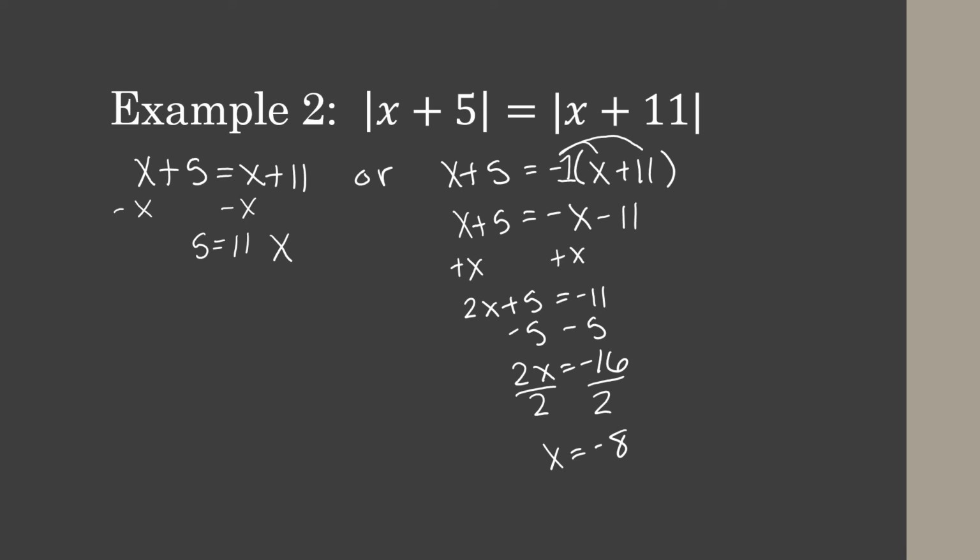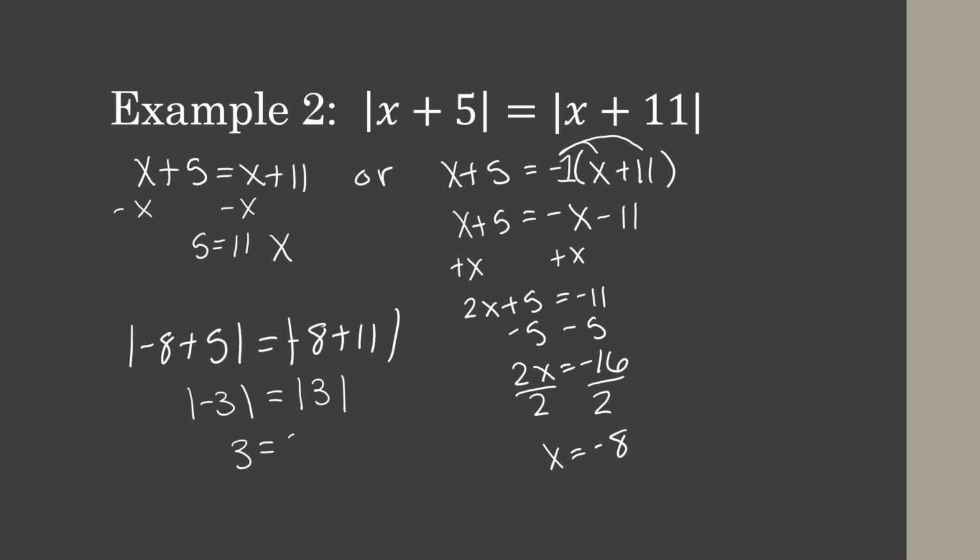So this may or may not be an extraneous solution. We just have to plug it in to then figure out whether or not it satisfies the equation. So if we plug in negative 8 for every x that we see, we can go ahead and start to simplify. So negative 8 plus 5 will get us negative 3, and then negative 8 plus 11 gets us positive 3. And if we take the absolute value of both of those, the absolute value of negative 3 is 3, the absolute value of positive 3 is 3.